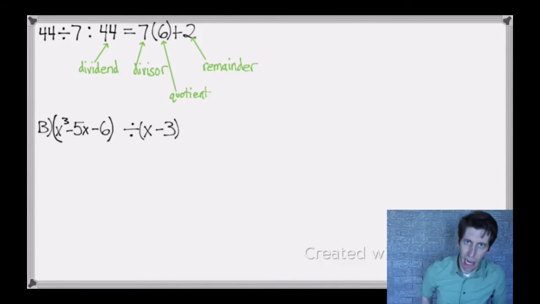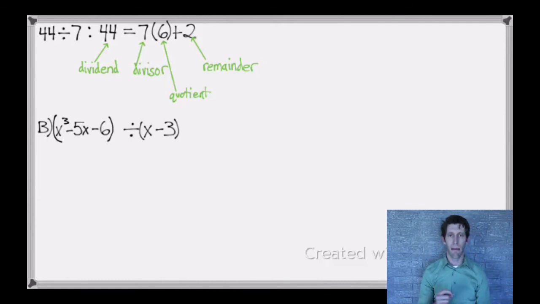So with that said, part B of this example was to divide x cubed minus 5x minus 6 by x minus 3. Go ahead and pause the video, give it a shot using synthetic division. You can go back in the video if you need to, and then come back when you're done and we'll go through the solution.